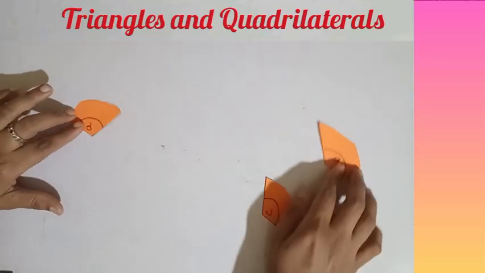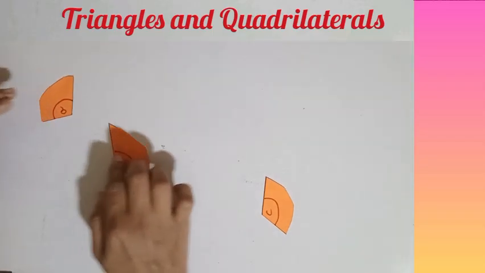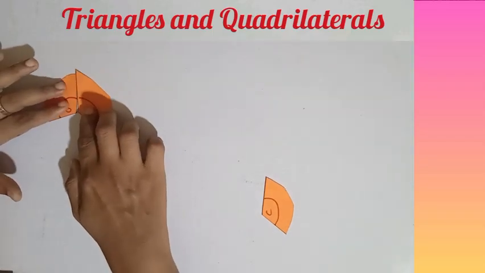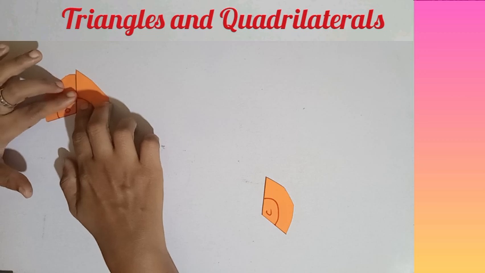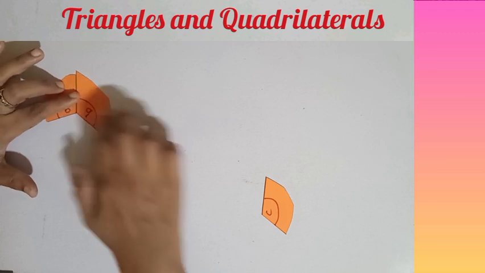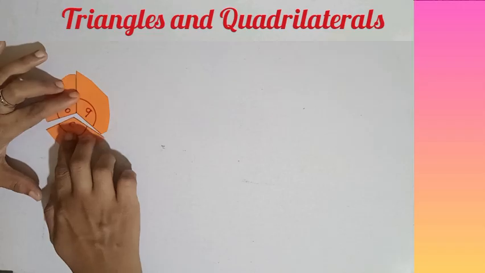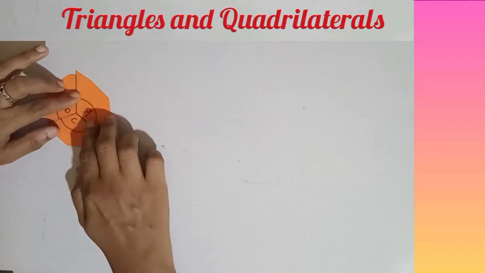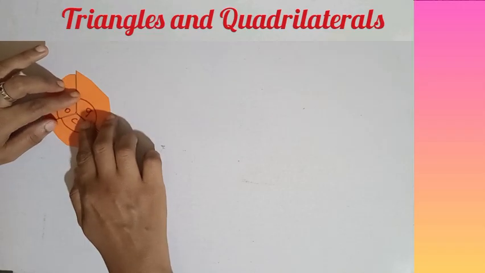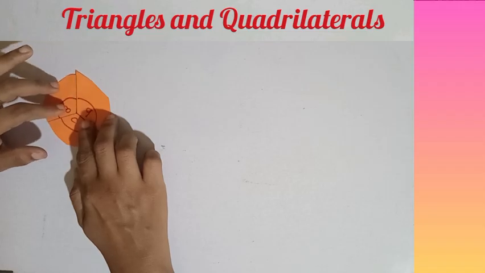Now let's paste the angles around a point such that all the vertices come across one point like this, without gaps or any overlaps. In this way we can paste the three angles.